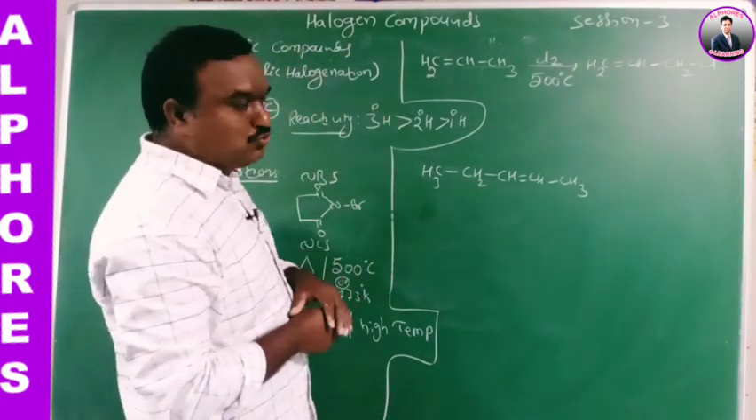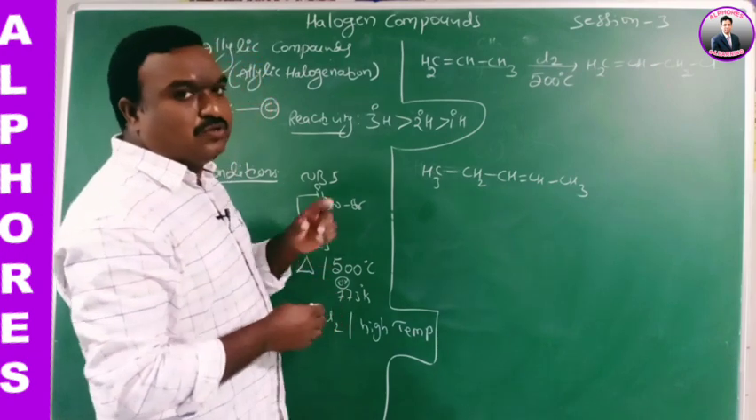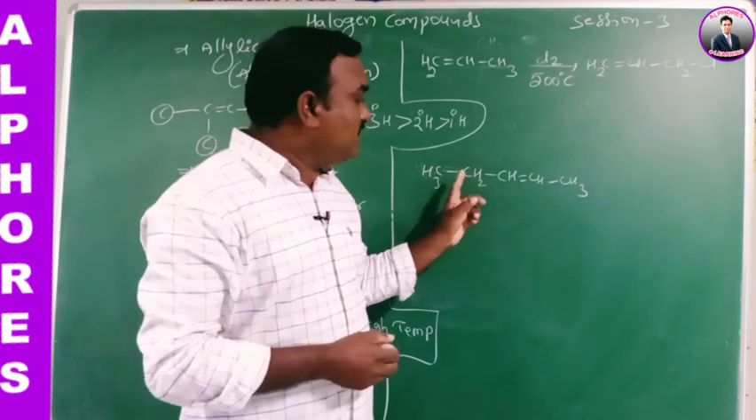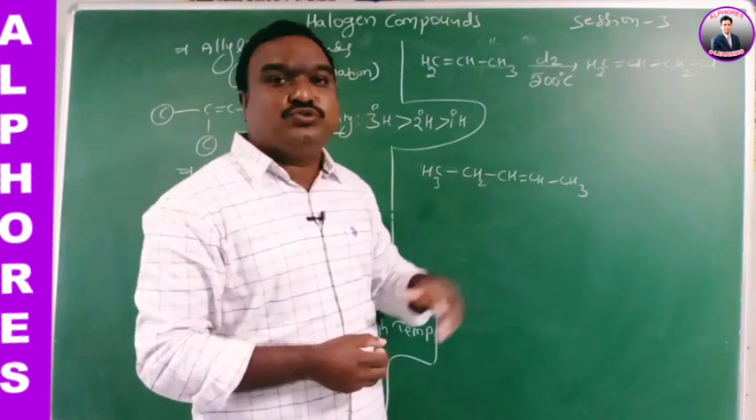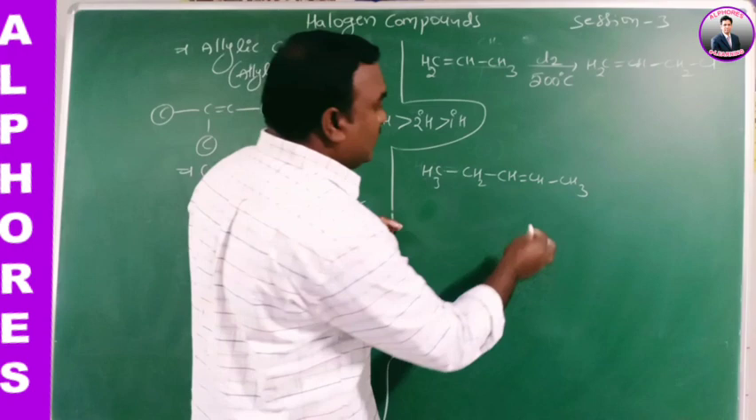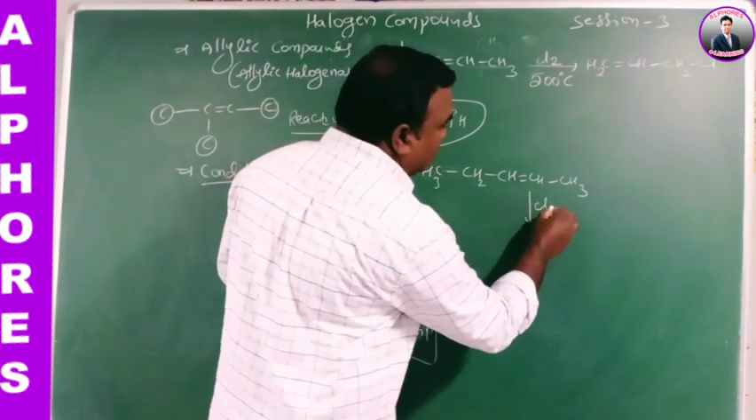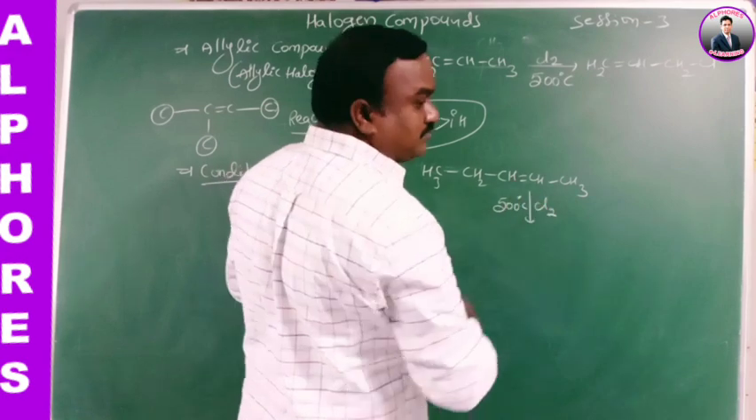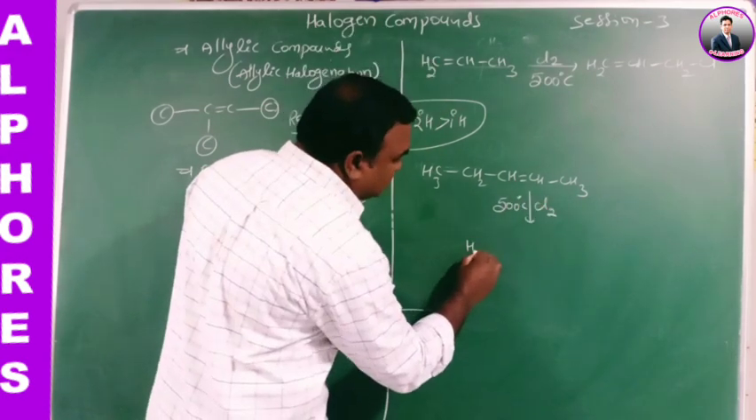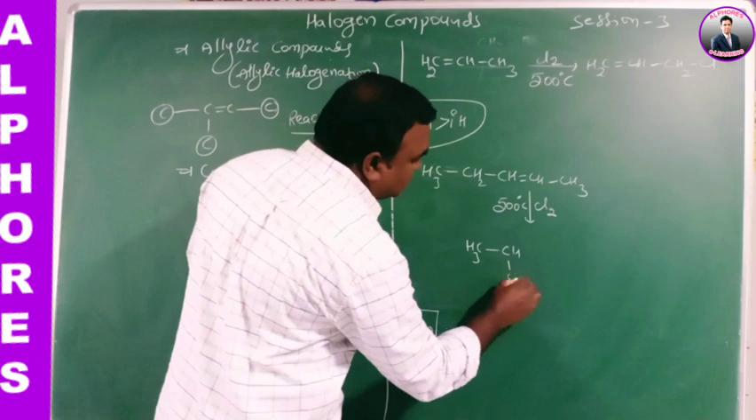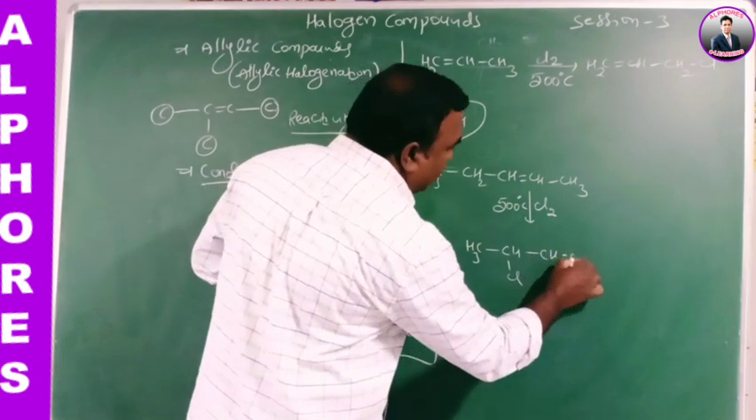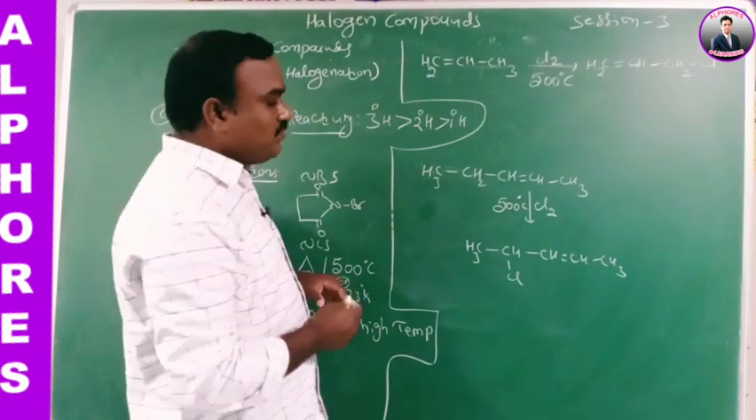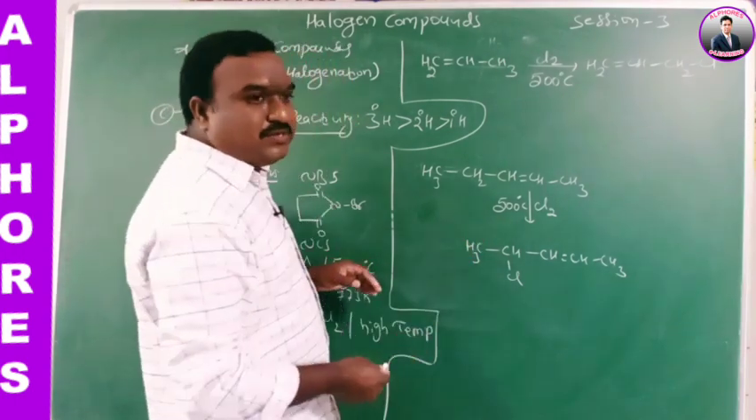Which one is more reactive towards allylic halogenation? Secondary is more reactive when compared to primary. So again, if you take chlorine in the presence of 500 degrees centigrade temperature, here CH3 is given, again CHCl, CH double bond, again CH3 is formed here. This is the way to write that product.